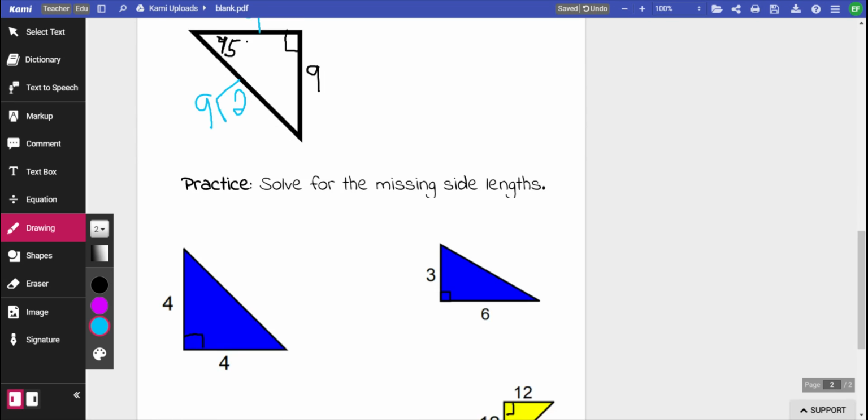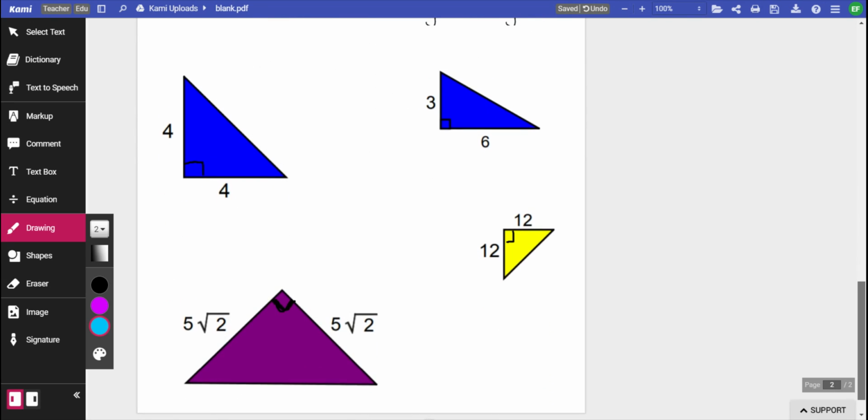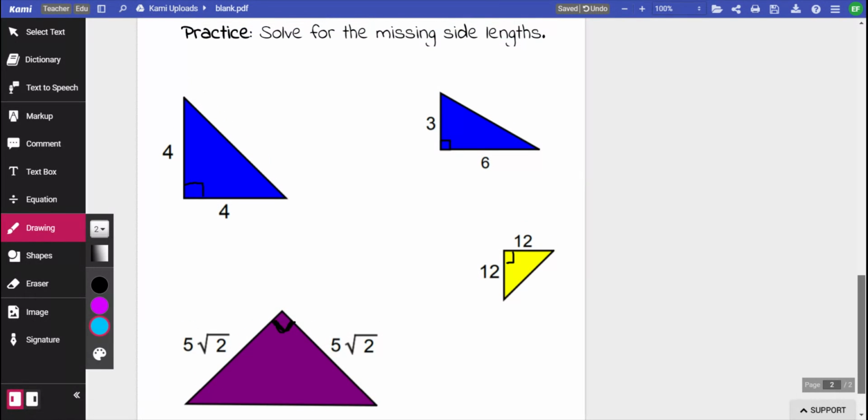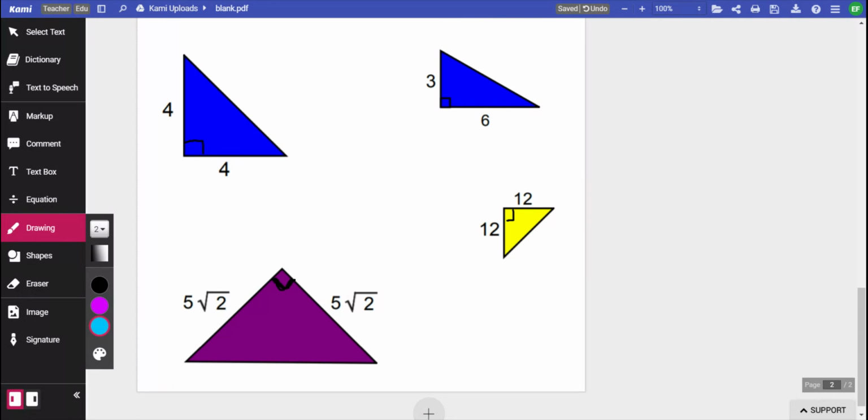As we look at the practice down below here, please take a look at the 4 examples, and you need to solve for the missing side length. So I would pause the video right now, try these 4 problems, and then go ahead and hit play again when you're ready to see the solutions.